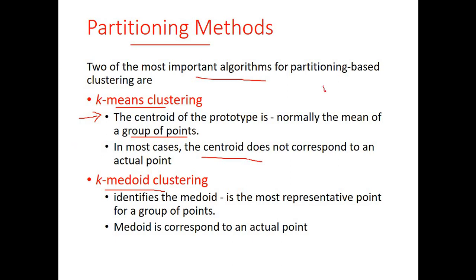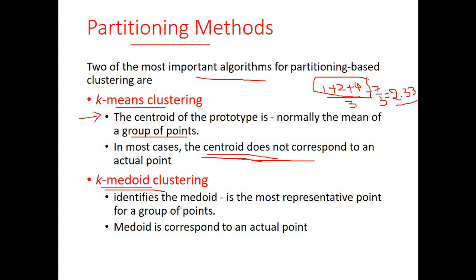For example, if we take the mean of the data points 1, 2, 4, the mean is 7 by 3, which is approximately 2.33. So there is no point corresponding to 2.33 in the given data set 1, 2, 4. That is the meaning of the centroid not corresponding to an actual point.